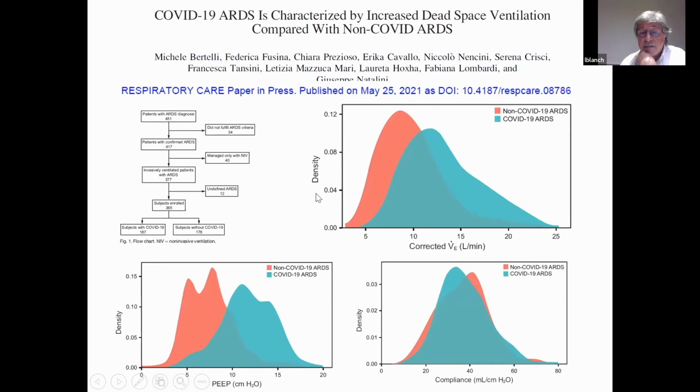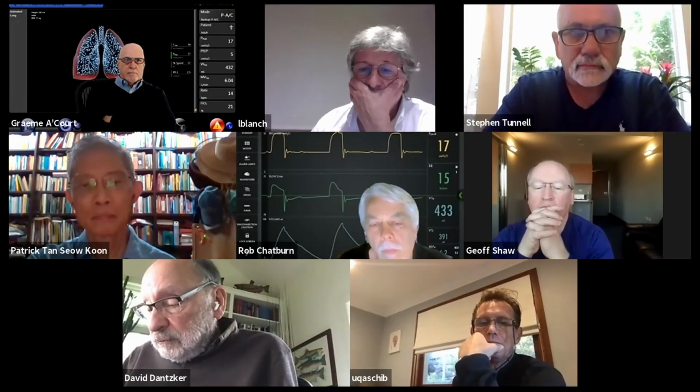Looking at these density plots, clearly in COVID-19 corrected minute ventilation is higher. No effect in these two cohorts in compliance, and a more heterogeneous effect on PEEP. The mean PEEP in COVID-19 was 12, and in non-COVID was around 8, but with more heterogeneity. So again, estimates of dead space maybe are useful in this type of case.